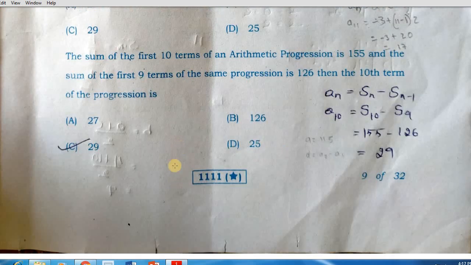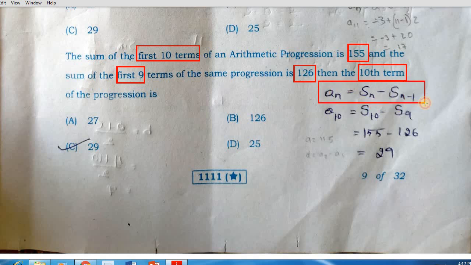Question number 9, children. I said this type of question is very, very important. The same kind of question we saw in model question paper 2, children. The sum of the first 10 terms of an arithmetic progression is 155. It means the sum of 10 terms is given. And the sum of the first 9 terms is 126. And we need to find the 10th term. So for that we need to use the formula a_n equals S_n minus S_(n-1) and substitute the values. See here, 155 minus 126, you want to subtract this. It gives the answer 29. Hence for this question the right answer is option C, 29.